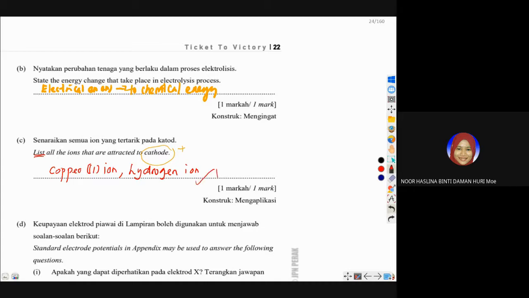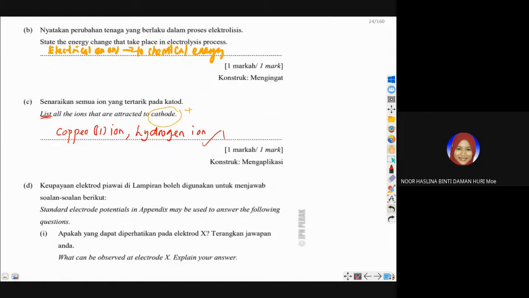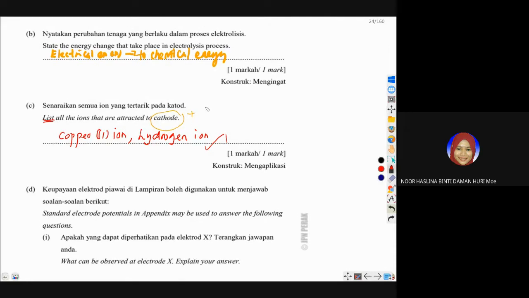If you put both copper two ion, Cu2+, and hydrogen ion, H+, okay, you also can get 1 mark. Okay, don't mistakenly write OH minus for H. Okay, the cathode is the negative, so negative will attract the positive ion. Don't get confused. This shows positive ion. Cathode is negative, so it attracts the positive ion. Cathode attracts the cation. Anode attracts the anion.